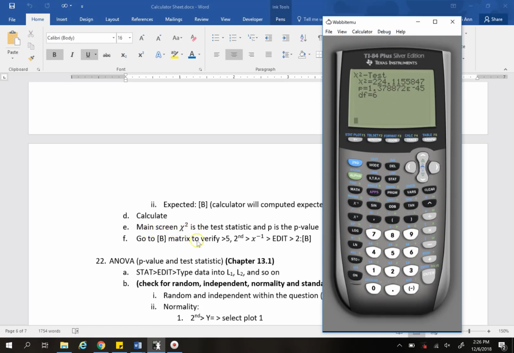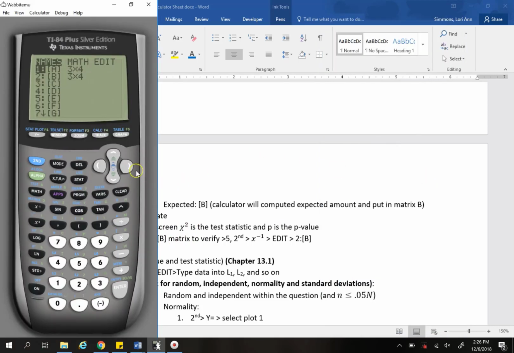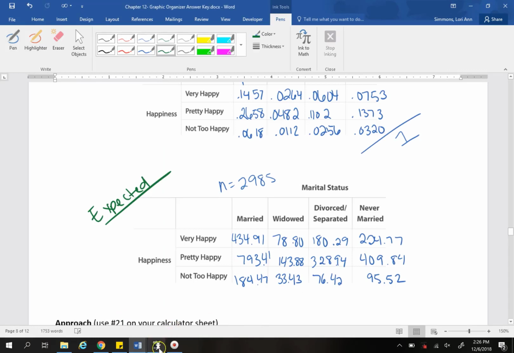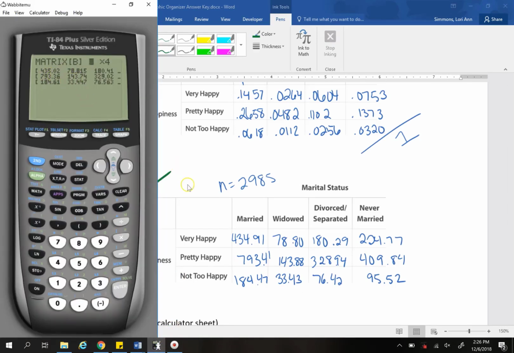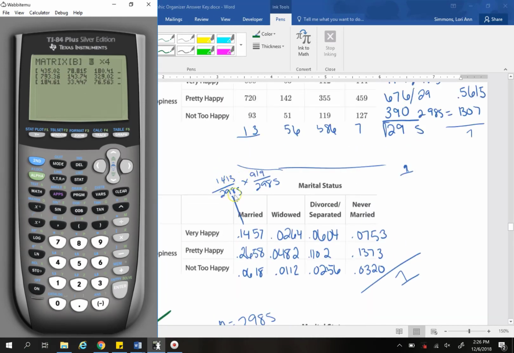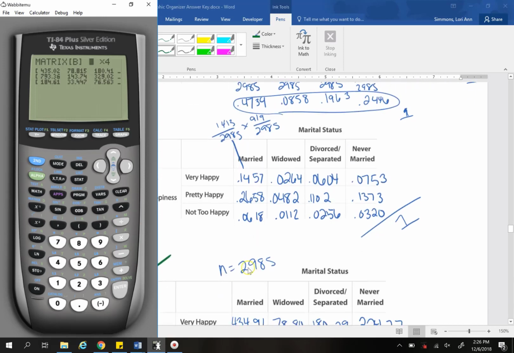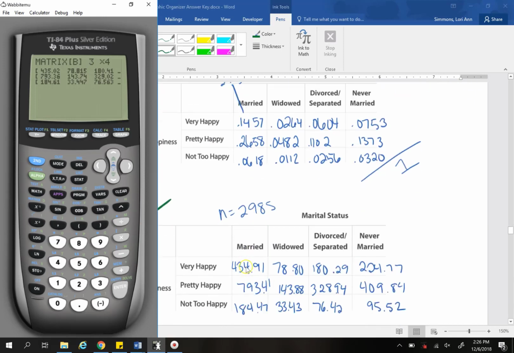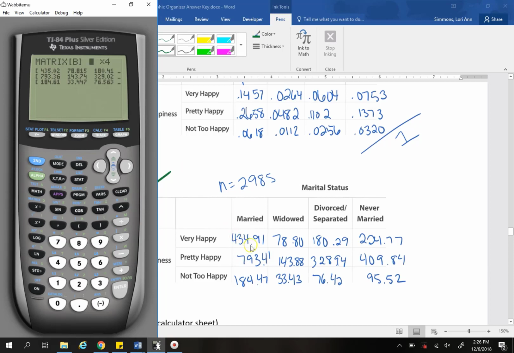And then we want to look at matrix B. So go to second, matrix, edit, then go down to B. That should be filled in for you. Compare these values to what you just calculated. 435.02 was in the first row and column. That's pretty close to what we calculated. Now if we didn't round, so say we did these fractions and then times it by 2985, you would have got exactly 435.02 here. Okay.